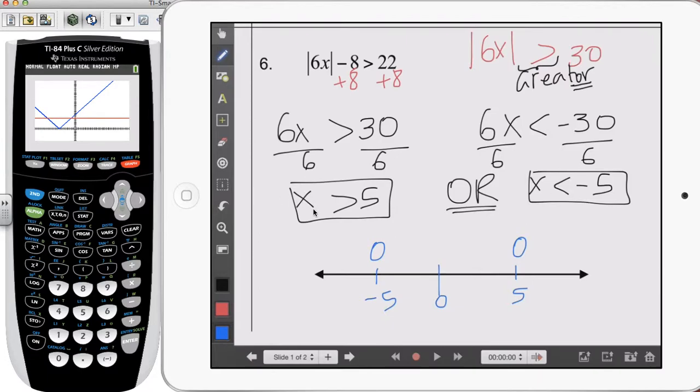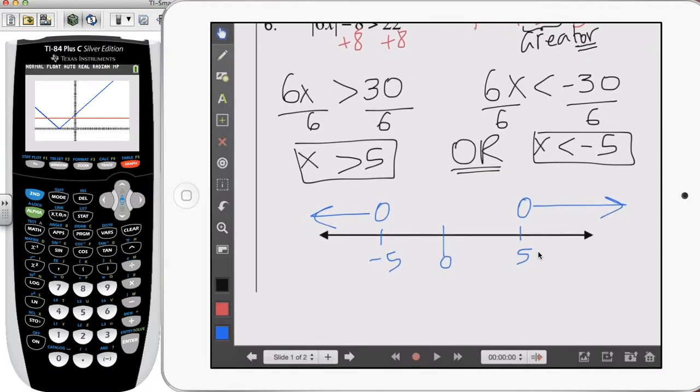X greater than 5 means you're going to the right. X less than negative 5 means you're going to the left. It means X can either be here or here. Now, what we forgot to do in the first step is we forgot to check.